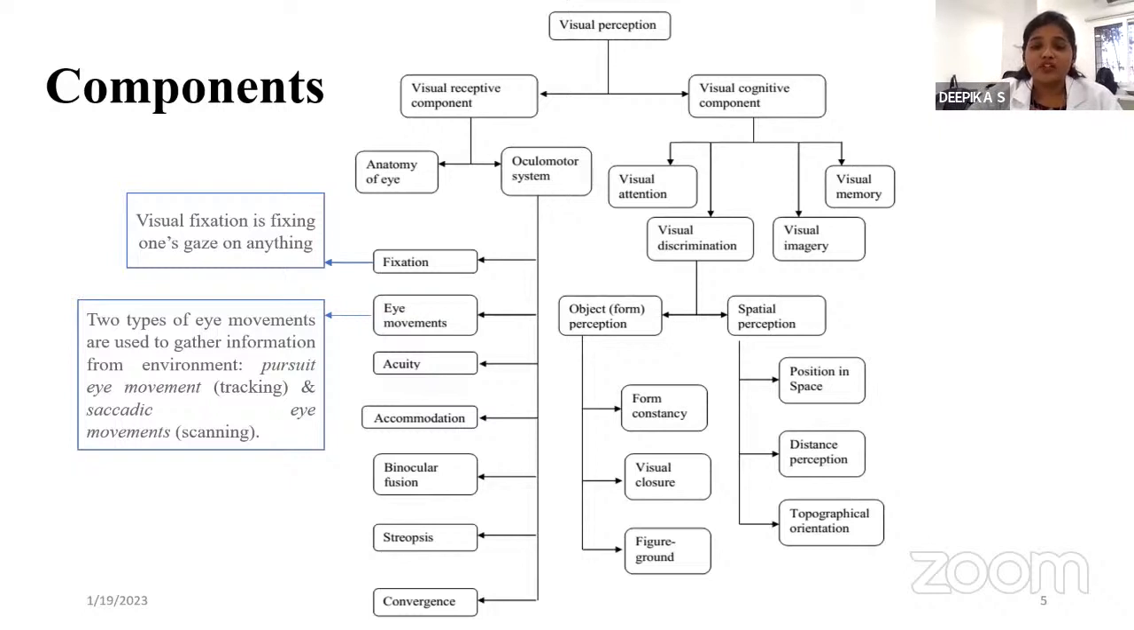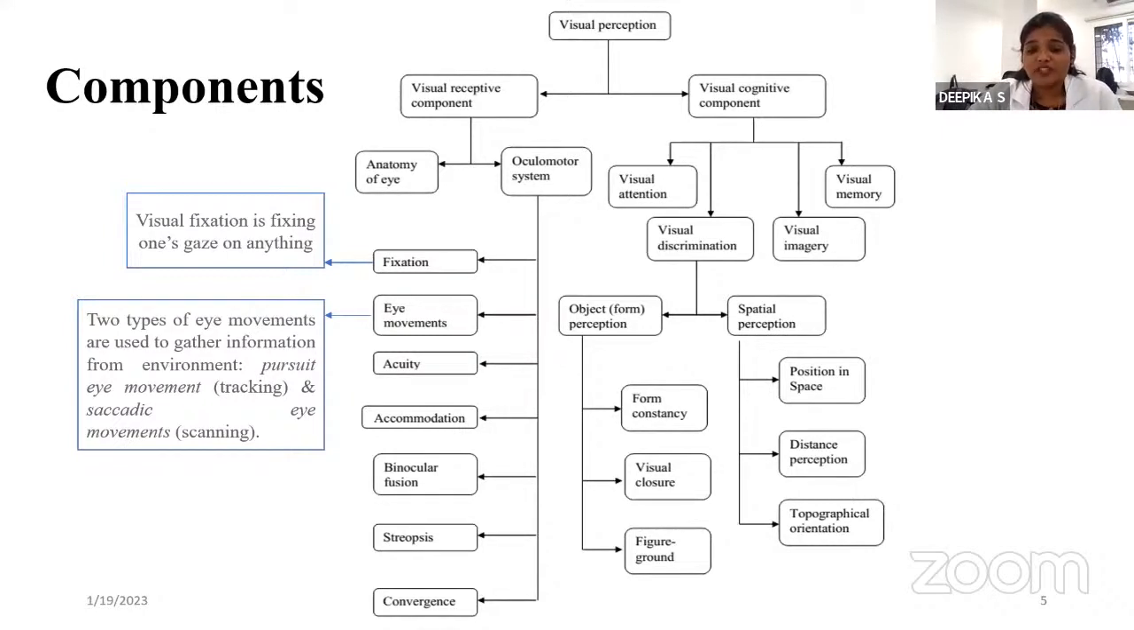So now we are entering into the visual cognitive component. In the visual cognitive component, there are two skills: motor and non-motor skills. The visual attention and visual discrimination come under motor skills. In visual discrimination, there are two: object perception and spatial perception.